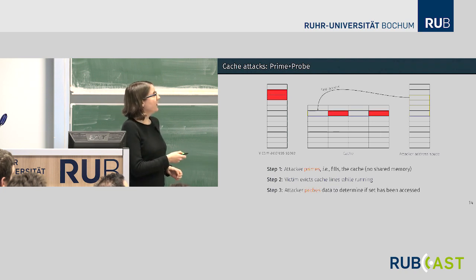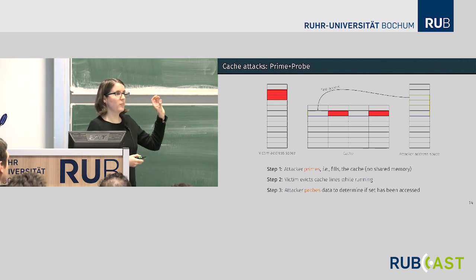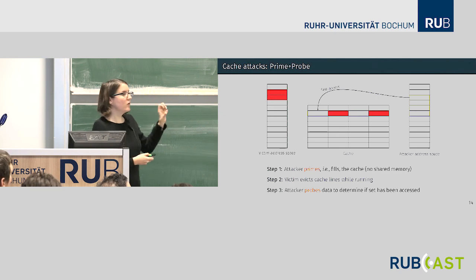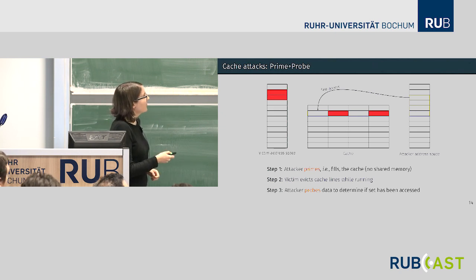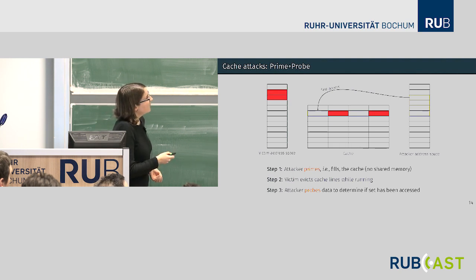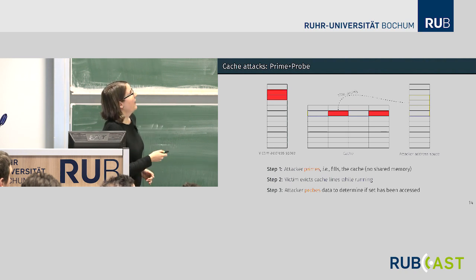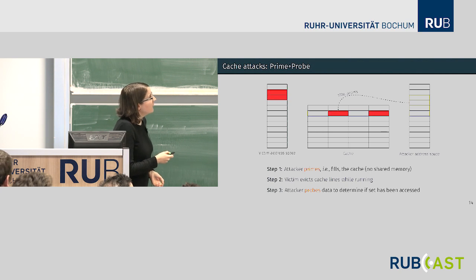Now the attacker wants to know if the victim accessed this particular cache set. So here we do not know which particular cache line was accessed, but we can know if this particular cache set was accessed by the victim. So to know that, the attacker is going to probe data that it previously put into the cache to determine if the set was accessed by the victim. So on this first line, this is a fast access because the data is still in the cache. And on the second line, this is going to be a slow access because this line has been evicted by the victim. So what the attacker now knows is that the victim accessed some data that belongs to this cache set.